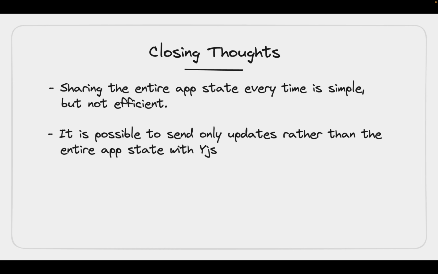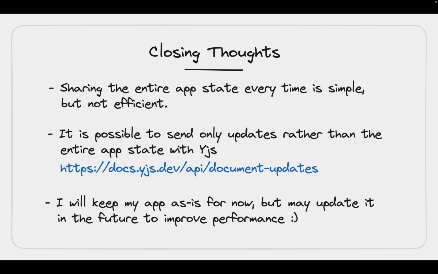One possible way to solve this is to only send updates rather than the entire app state. This is possible with YJS. If you're interested, I left a link here to the YJS documentation where this is covered. For my app, I decided to keep things as is for now. Sharing the entire app state keeps things simple. However, I may update it in the future if I find that I need to improve performance.